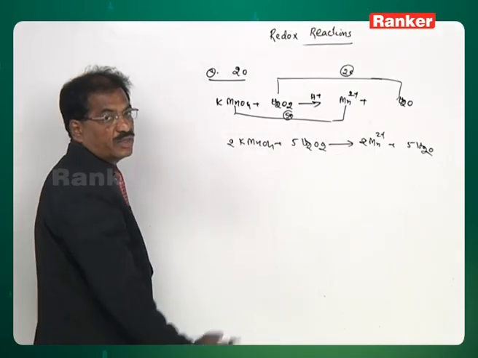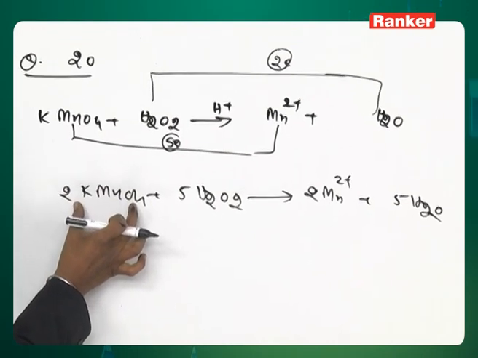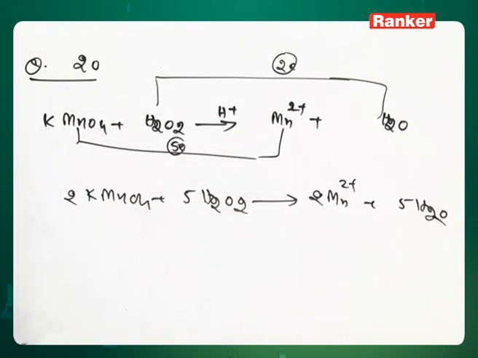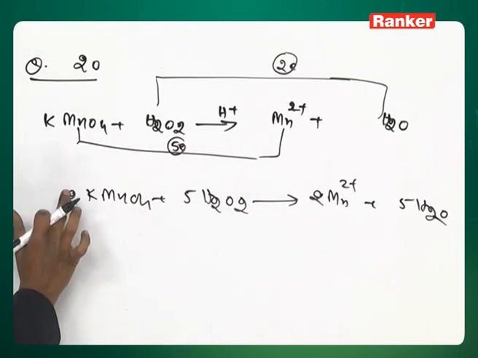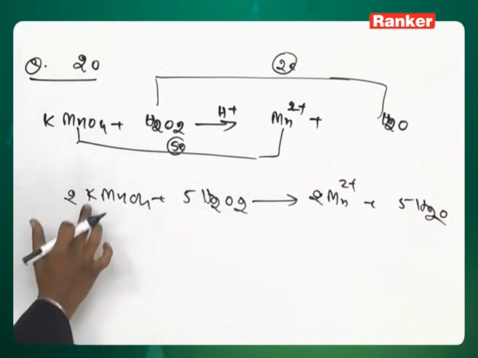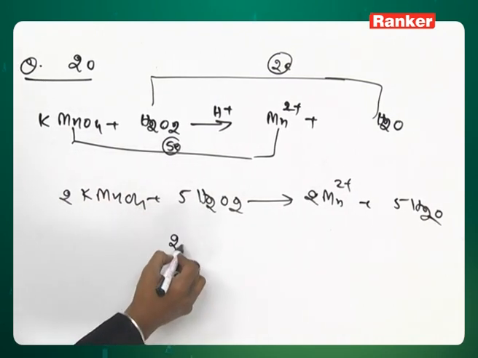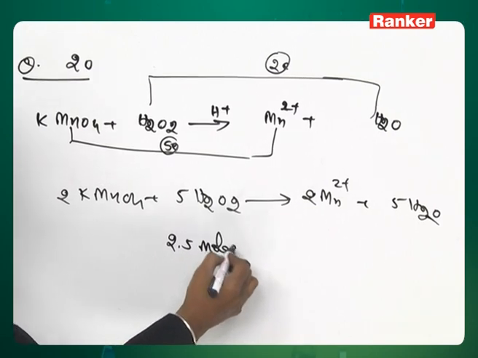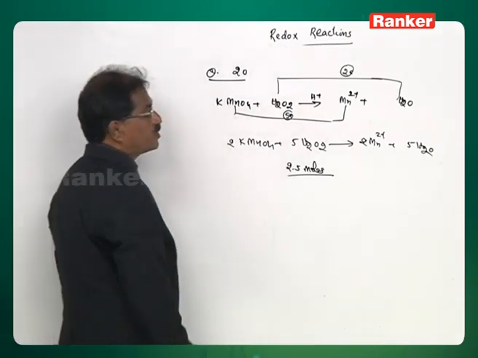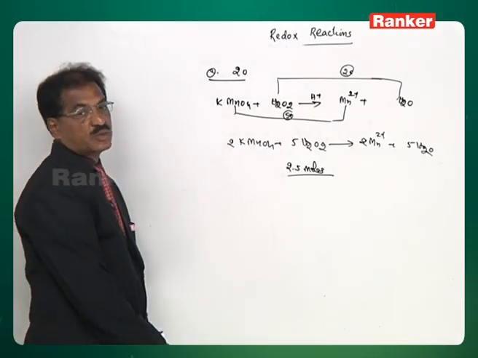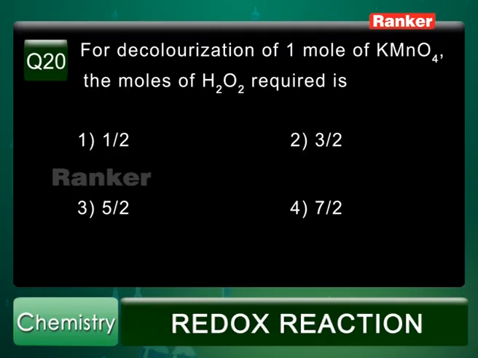Now, 1 mole of KMnO4 requires how many moles of H2O2? According to this stoichiometry, 2 moles requires 5 moles. 1 mole requires how much? 2.5 moles. So, select the option where 2.5 moles of H2O2 is shown. In the third option, they have shown 2.5 moles of H2O2. Therefore, the third option is correct.